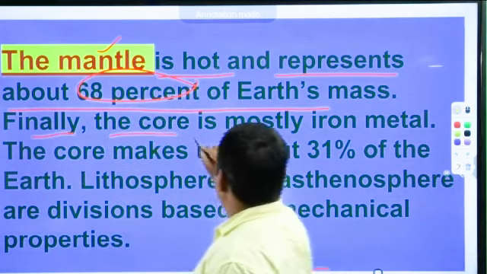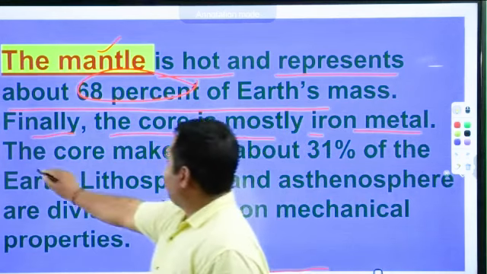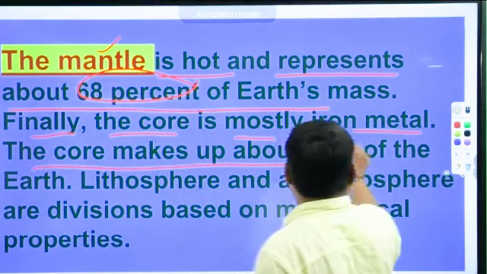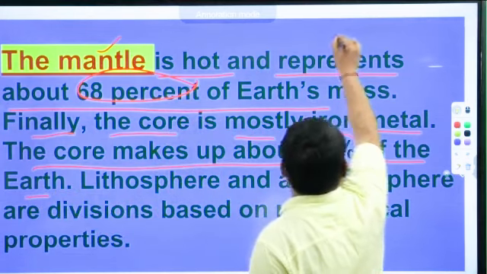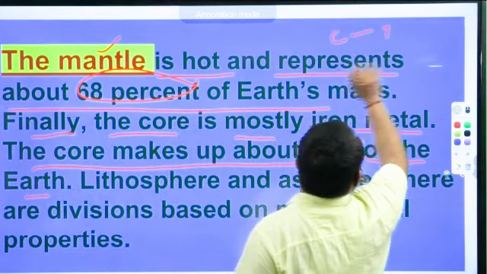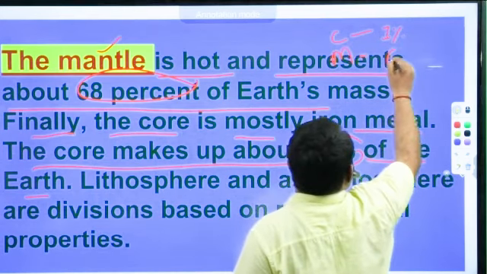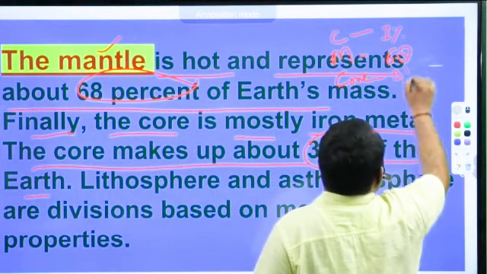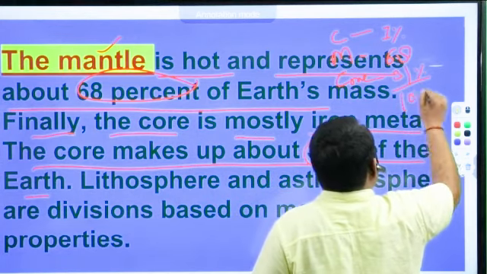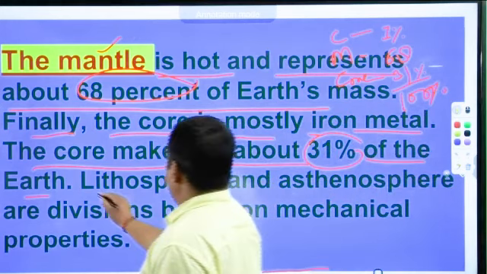Finally, the core is mostly iron metal. The core makes up about 31% of the Earth. It means crust 1%, mantle 68%, and core 31%. Total becomes 100%, right?